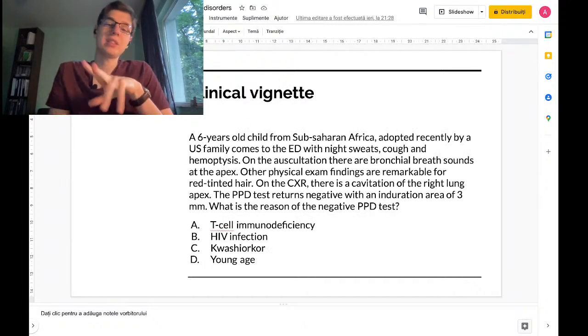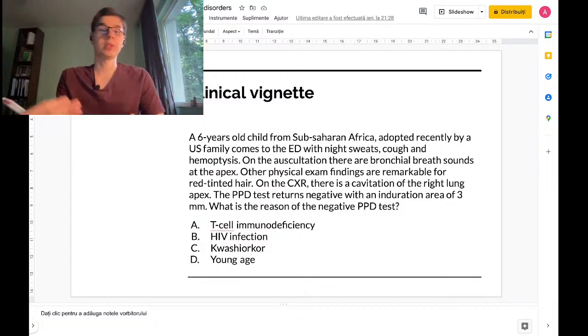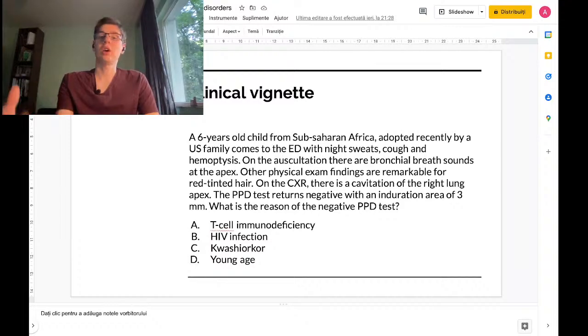Okay, we have a 6-year-old now, a child from sub-Saharan Africa, adopted recently by a US family, that comes to the ED. He presents with night sweats, cough and hemoptysis. On auscultation there are bronchial breath sounds at the apex. Other physical exam findings are remarkable for red tinted hair. On the chest X-ray there is a cavitation of the right lung apex.